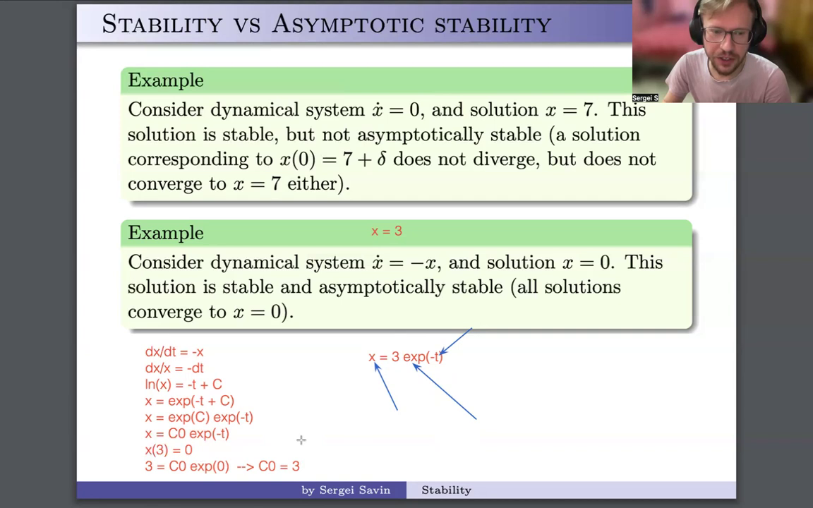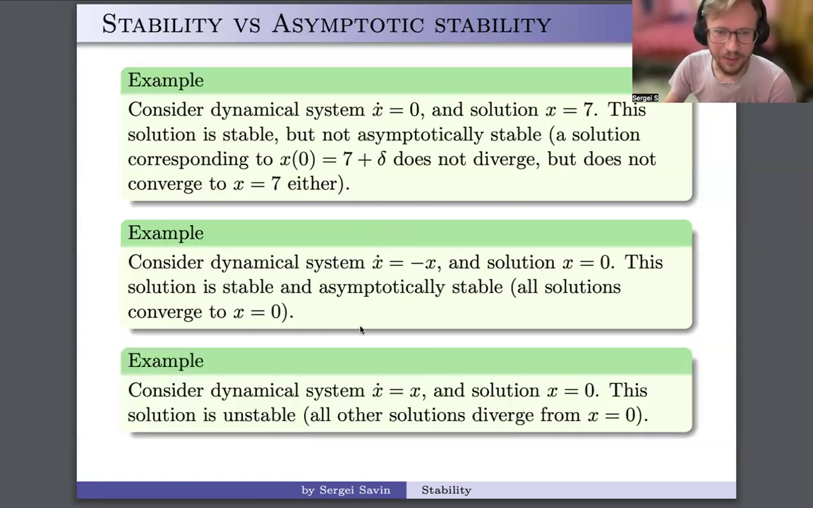And as we see from this step and this step, right? No matter what initial conditions we pick, it will only influence this multiplier. It will only influence this constant. The solution itself is going to decay to 0 regardless of initial conditions. That clear? Yes, it's clear. Okay, good.